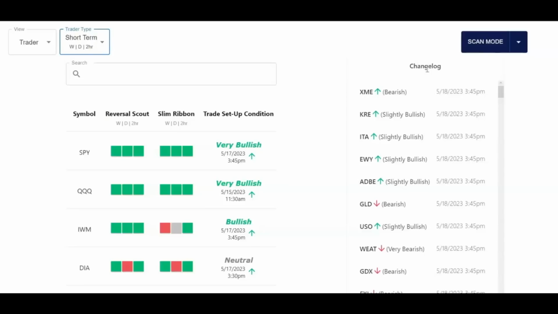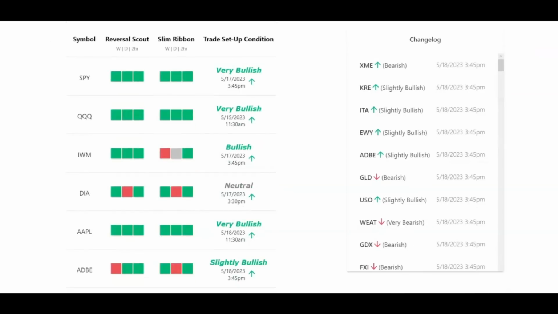And over to right here is the change log. And every time in this particular trader style, something changes in the 114 symbols that are in here, in these widely held and ETFs and commodity ETFs, that changes here, and you see that on the right. So this is just a great tool. What I want to do is look at these trade setup conditions right in here, and I'm going to click on that.